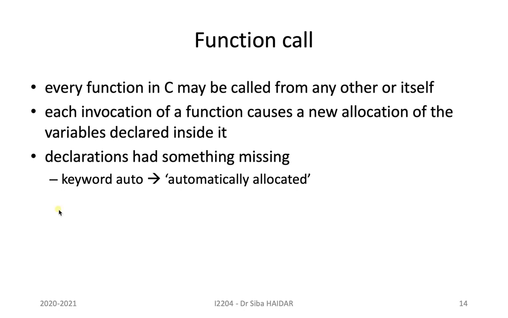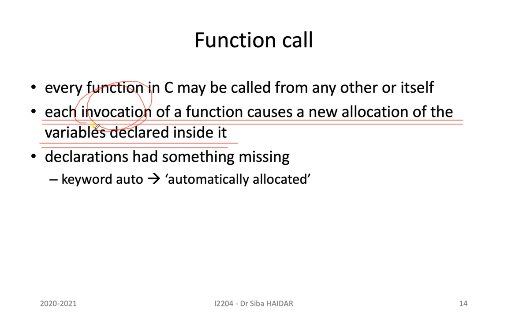Each invocation of a function causes a new allocation of the variables declared inside it. This is a very, very important remark that, at the end of this lecture, I need you to focus on and understand. Each one of the invocations of a function causes a new allocation of the variables declared inside it. If you call the same function twice, there will be two places in the memory state for this function, with two places for each of the local variables.